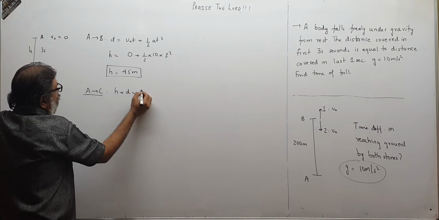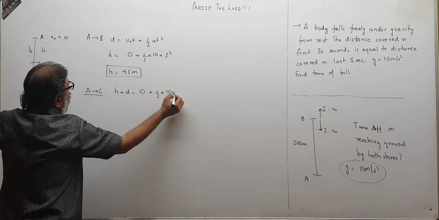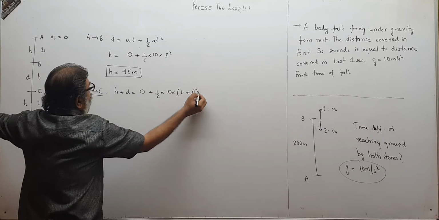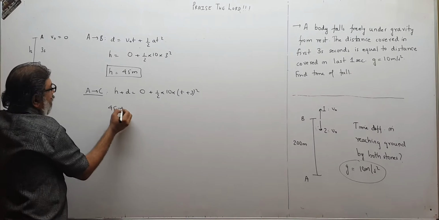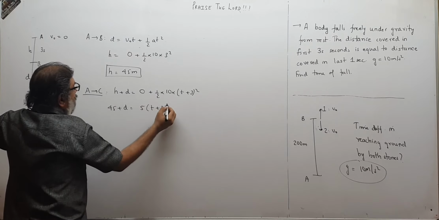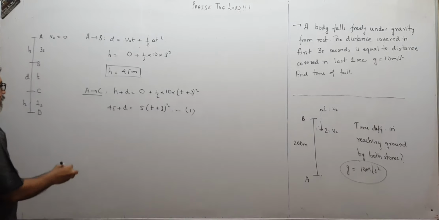That is 0, V0 is 0, plus half into 10. What is the time taken? T plus 3, so (T plus 3) whole square. H is 45, so 45 plus D is equal to 5 into (T plus 3) whole square, equation number 1. T and D are unknown, so we cannot solve it.